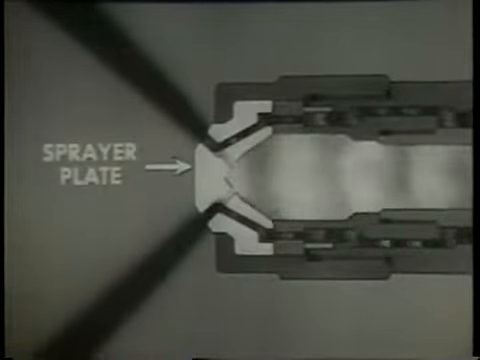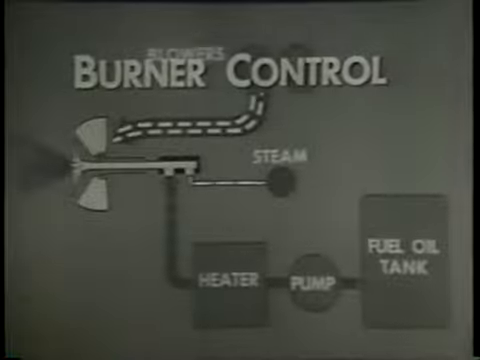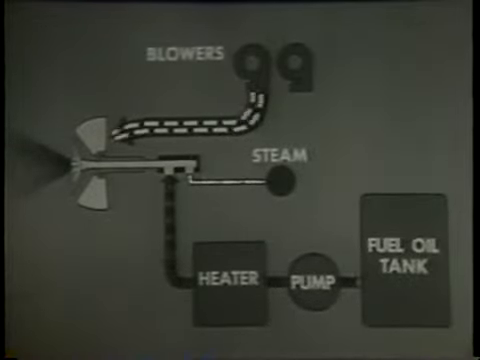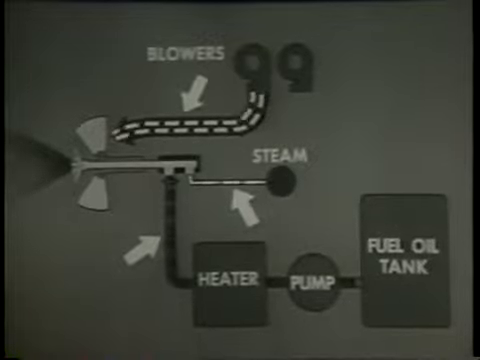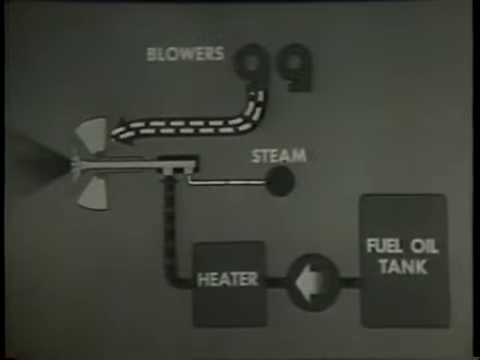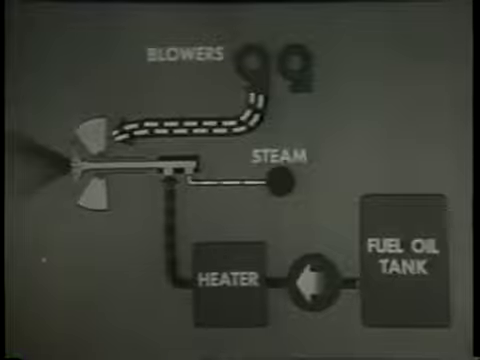The steam and oil mix in the sprayer plate. The mixture passes through openings or jets in the plate and emerges as a fine mist. Meantime, the air from the forced draft blowers is entering the register and mixing with the oil spray. Control of the burner involves regulating the air, oil, and steam supply. Regulate oil pressure to regulate the quantity of oil.